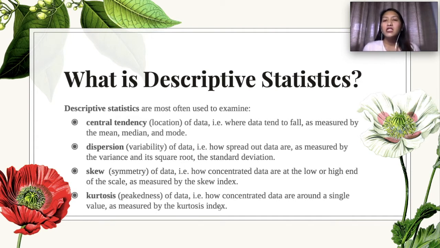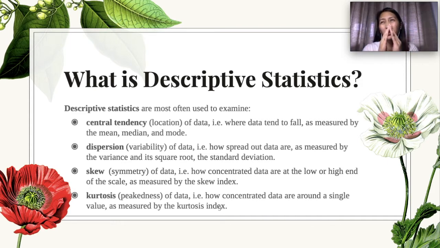Ang isa pang uri ng descriptive statistics ay ang tinatawag na skew at yung kurtosis. Ang skew, ang minimeasure nito ay yung symmetry. Okay, so kapag tinawag na symmetry, kung gaano siya ka-concentrated to the low or high end of the scale. So, papunta ba siya sa right? Karamihan ba ay papunta sa right? Or karamihan ba ay papunta sa left? So, yung symmetry ng data mo. So, pwede rin namang sa gitna. Ang kurtosis naman, ito yung gaano ka-peak yung data mo.